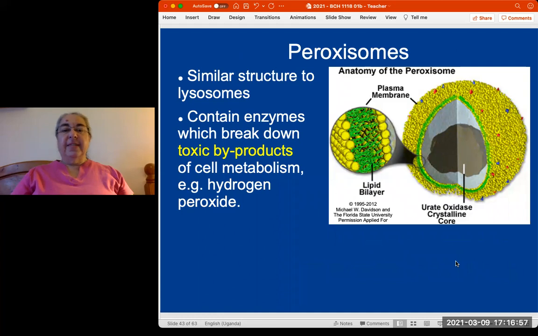Similar to a lysosome, but with a slightly different function, is a peroxisome. These look very similar, little spherical membrane bound structures, but what's inside them is different. Peroxisomes have enzymes that can break down toxic byproducts of cell metabolism, such as hydrogen peroxide, and there's a urate oxidase core, a crystalline core inside the peroxisome. So similar to a lysosome in that it's getting rid of toxic products, but the particular things it gets rid of and the way that it does it is different in detail.